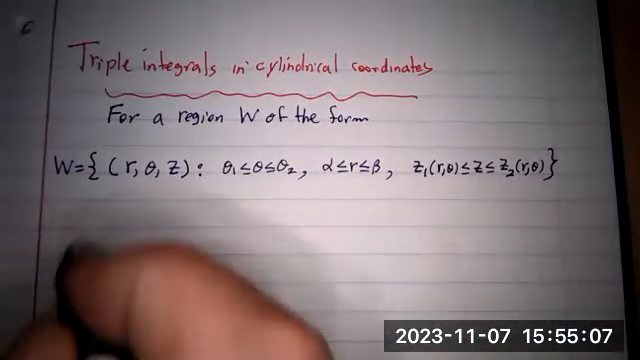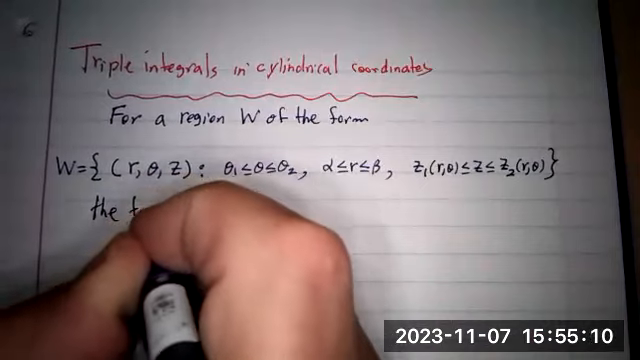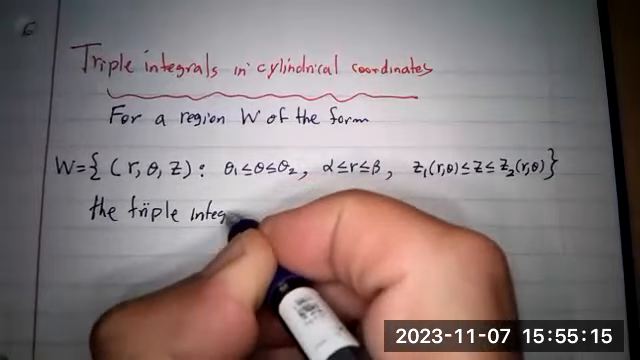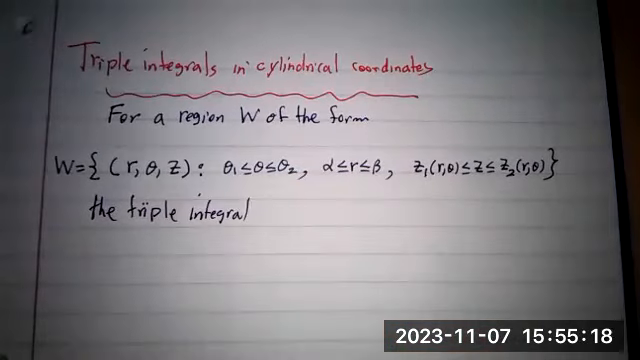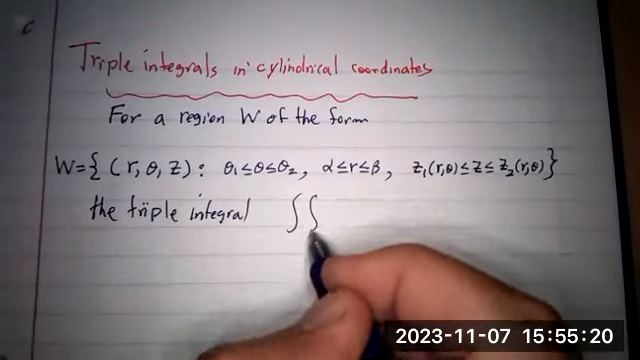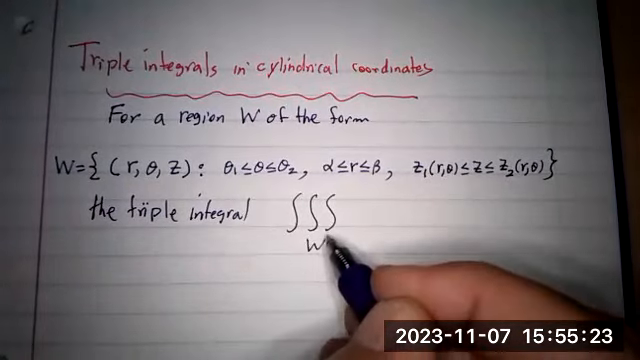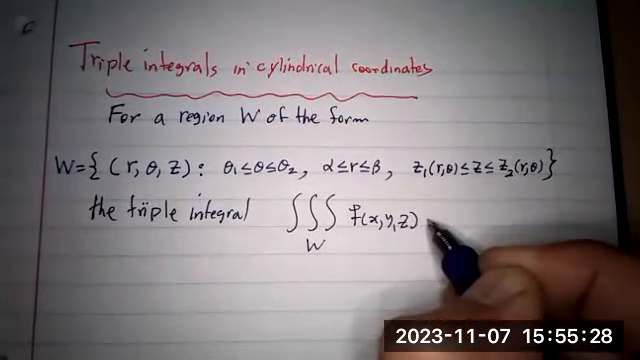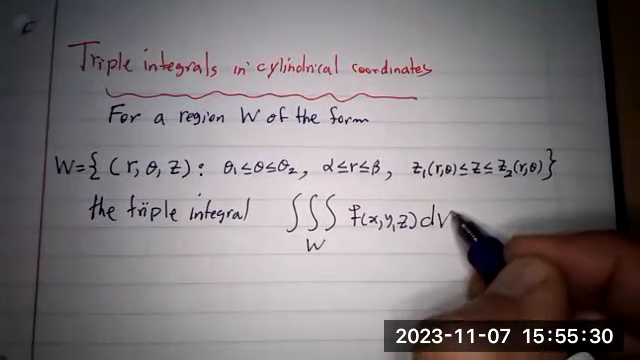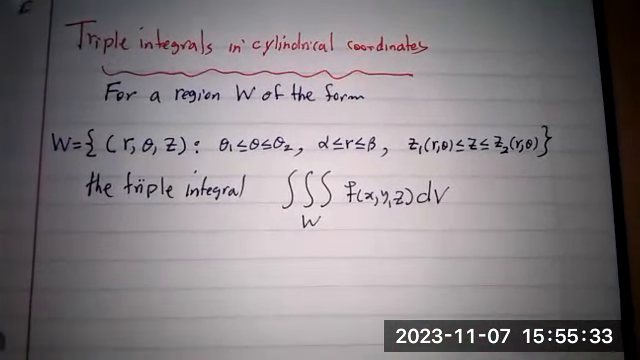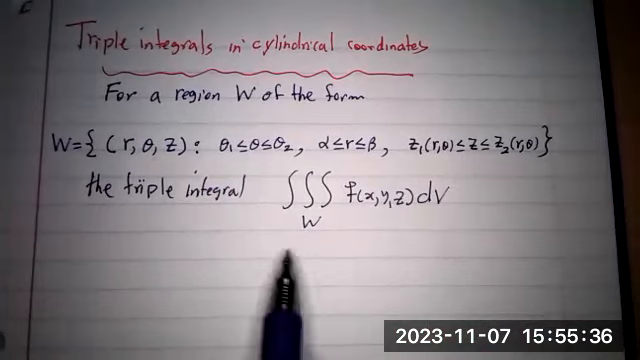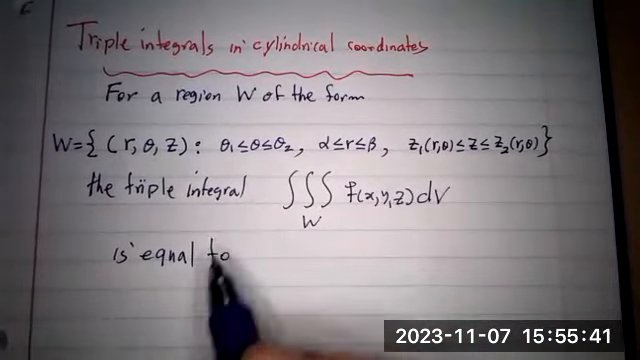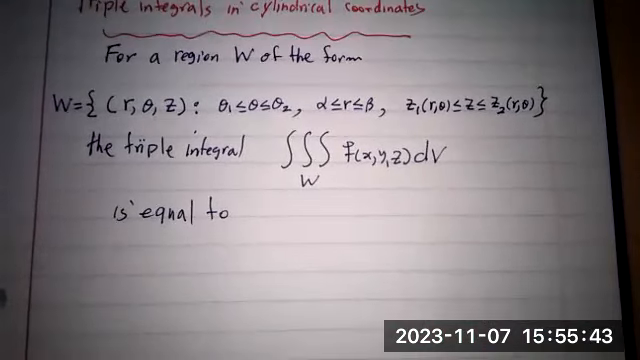If this is the case, now the triple integral from the xyz coordinates to this new form is going to be as follows. The triple integral that you want to find over W of the function f of x, y, z dV is a triple integral in rectangular coordinates. Now this is going to be equal to this form in cylindrical coordinates.